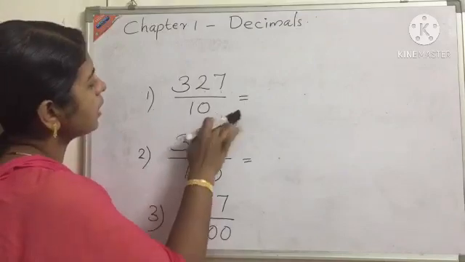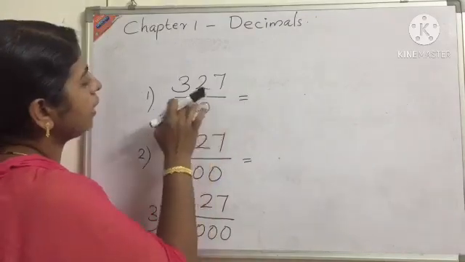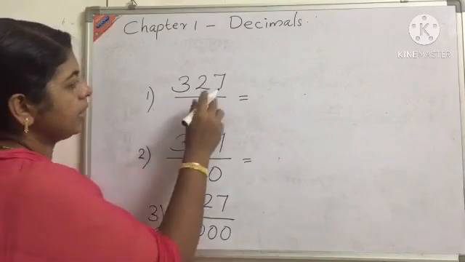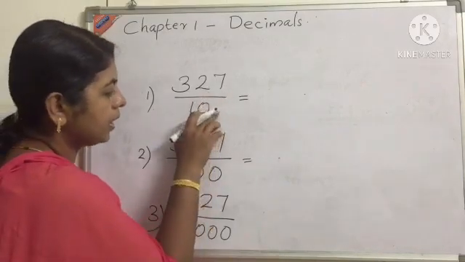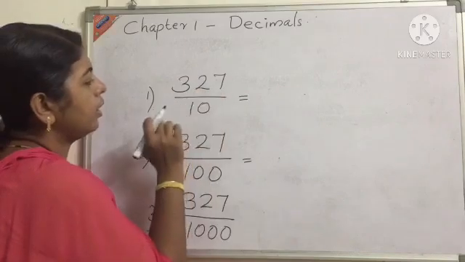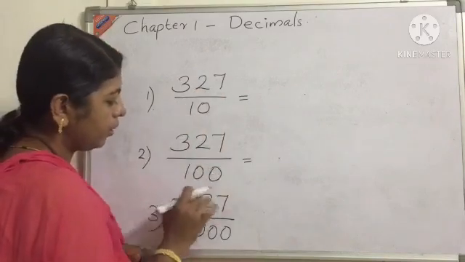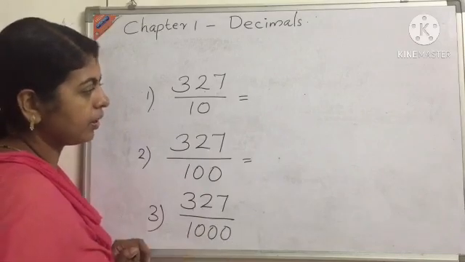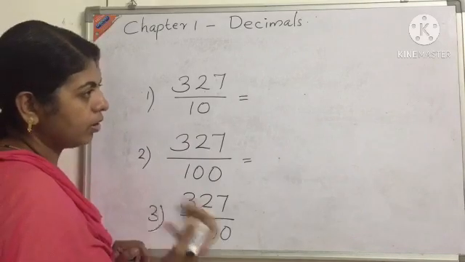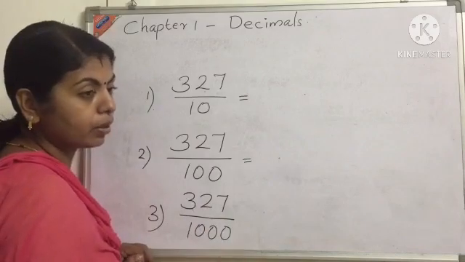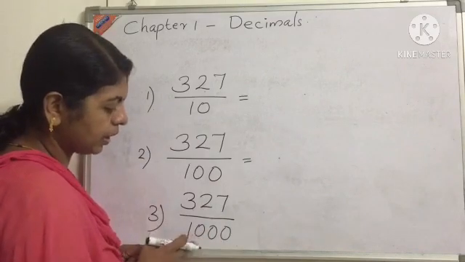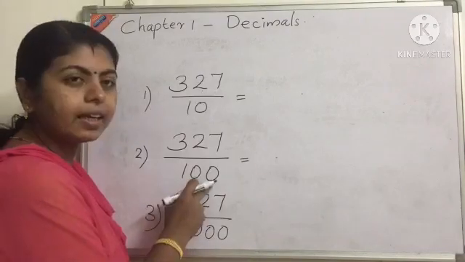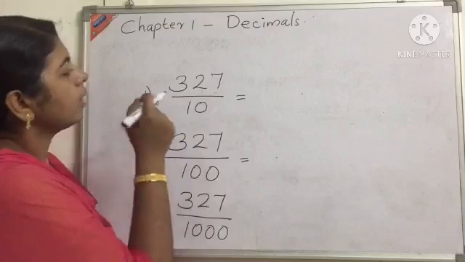The first one is 327 divided by 10. Here it is the dividend and it is the divisor. Then division with 10, 100, 1000. These numbers are very easy. How can we divide with 10, or the product of two 10s, or the product of three 10s? 10 into 10 is 100, and 10 into 10 into 10 gives 1000.